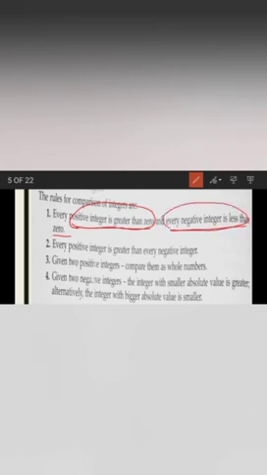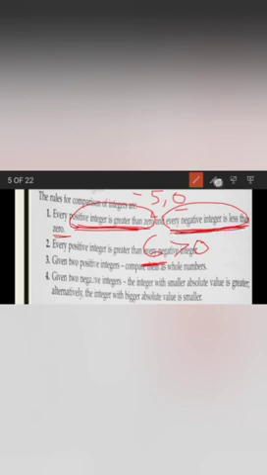If it is given to compare -5 and 0, directly you can write -5 is less than 0. Why? Because every negative integer is less than 0. Similarly, every positive integer is greater than 0, so 6 is greater than 0. Why? Because 6 is positive.